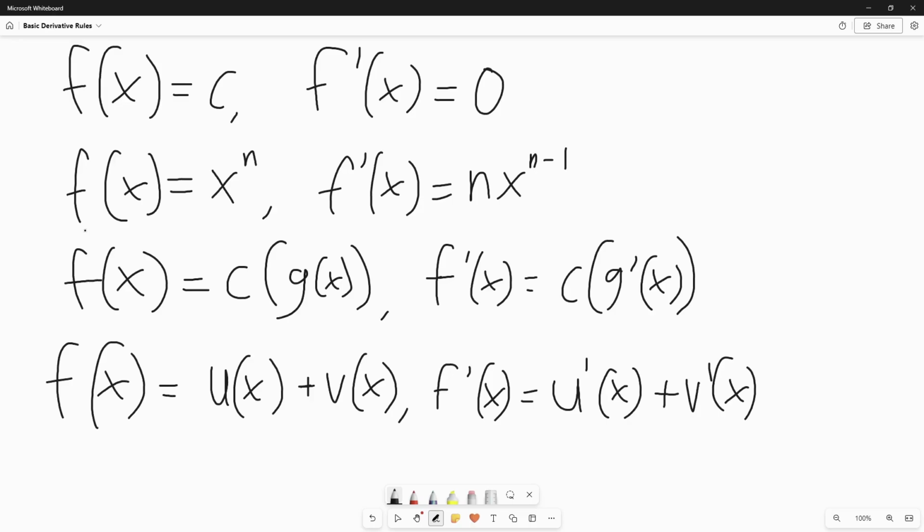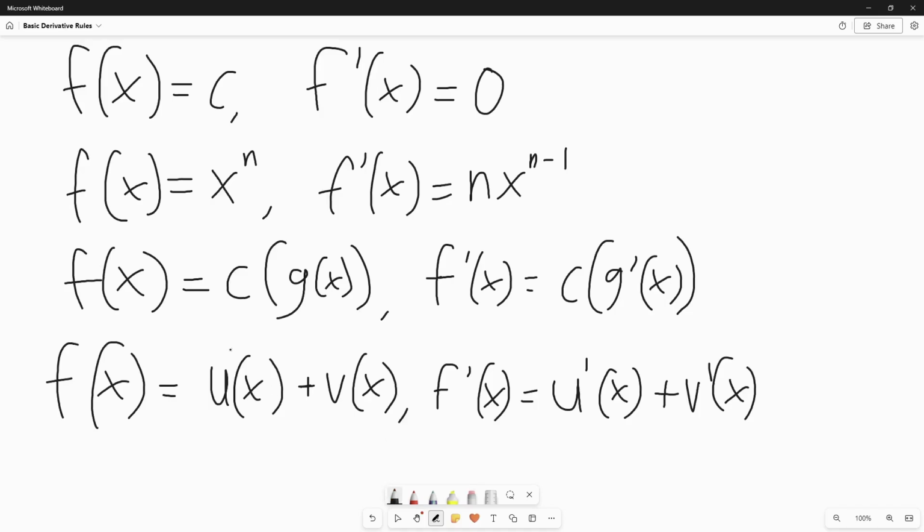And next, this one is if f of x is equal to x to the power of n, then f prime of x will be n times x to the power of n minus 1. And this one is usually referred to as the power rule. And for example, if you have x to the power of 5, then this will turn into 5 times x to the power of 4 as this derivative.